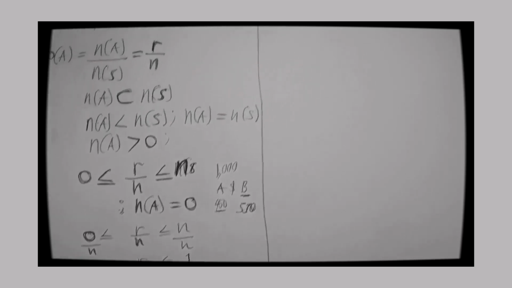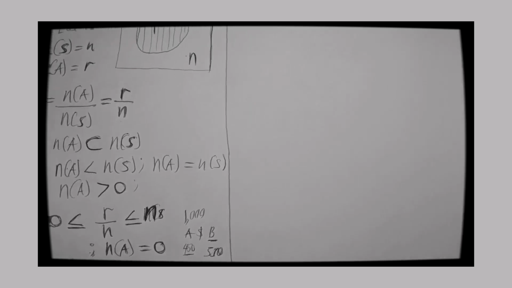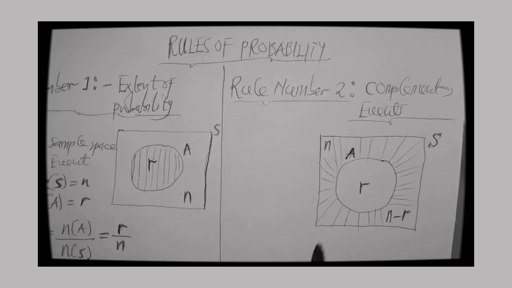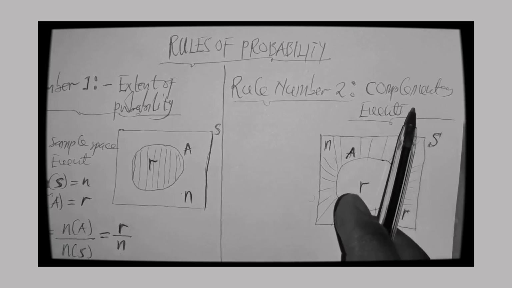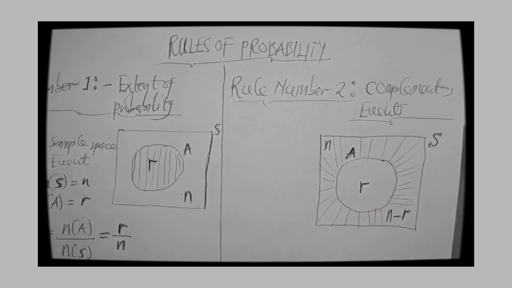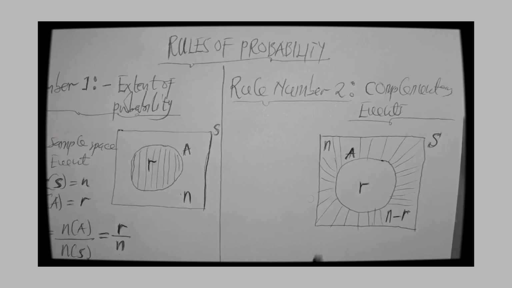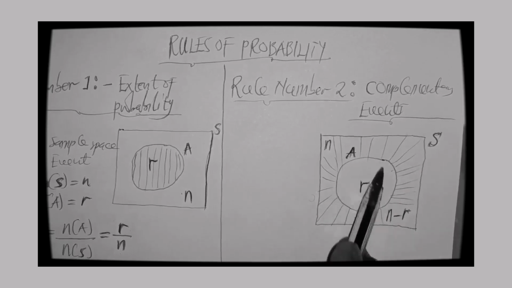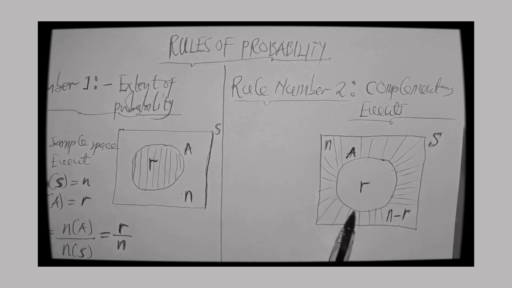So let's go into rule number 2. Rule number 2, we're talking about complementary events. What do you mean by complementary event? Let's use an illustration to clarify rule number 2. With complementary events, the idea is that we have this sample space, a rectangle, then we have a circle. That is the event that will occur.